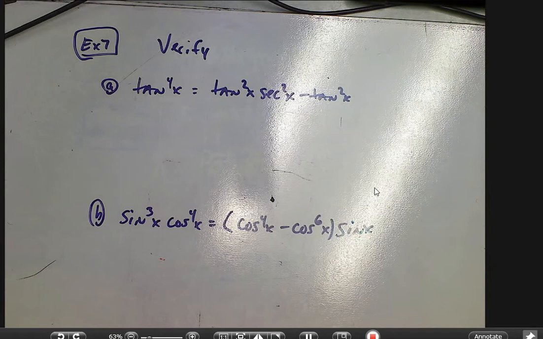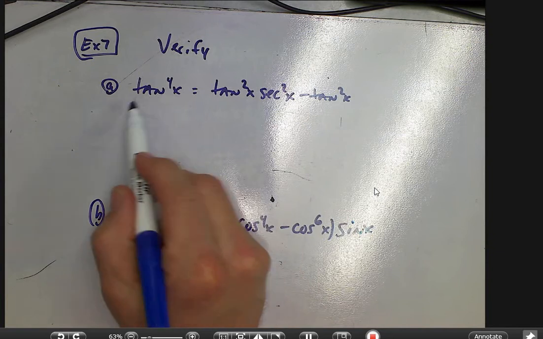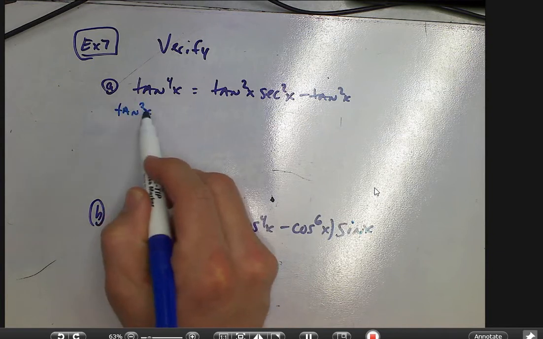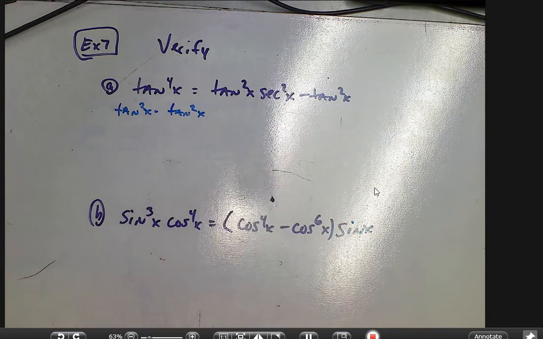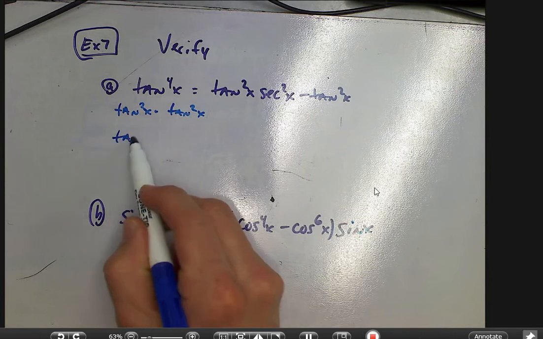A little more challenging, but I know you guys are up for it. How can I make tangent fourth x into tangent squared x, secant squared x minus tangent squared x? That is the question. Well, I know that tangent to the fourth is the same thing as tangent squared x times tangent squared x, essentially saying x squared times x squared is x to the fourth. Same concept. I'm going to take out one of the tangent squared x's and leave the other.